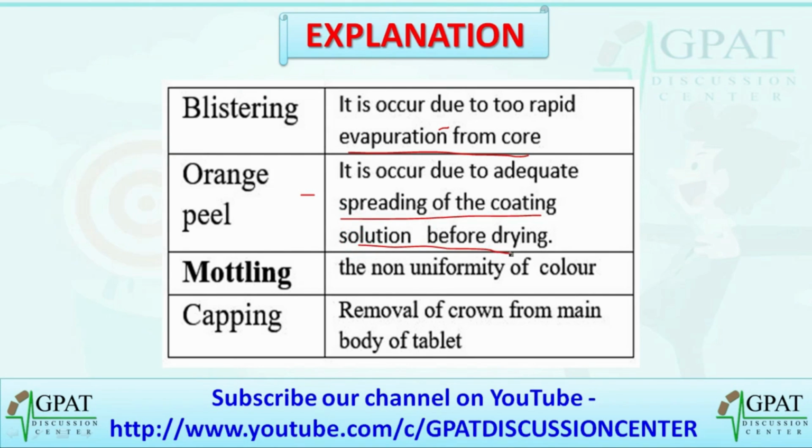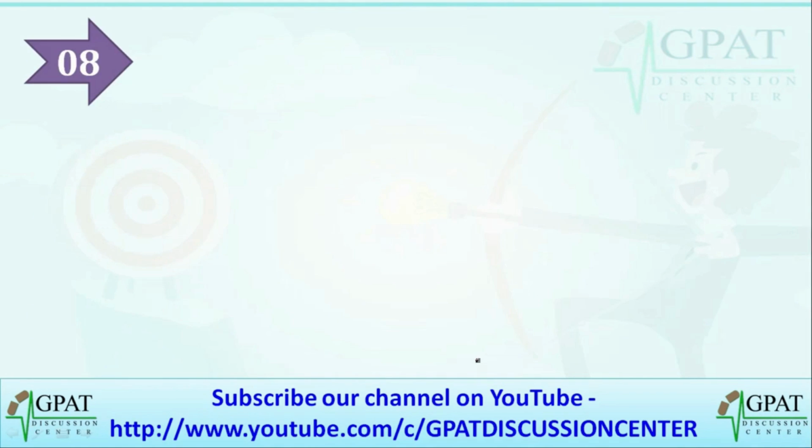Students, just try to memorize these defects and their reasons. Mottling is the non-uniformity of color, which the question asks about, and capping is the removal of the crown from the main body of the tablet. So it's all about the defects and their reasons. Students, try to memorize or write it down in a copy, because many a time questions arise from the tablet portion and from their defects. So moving on, next question.